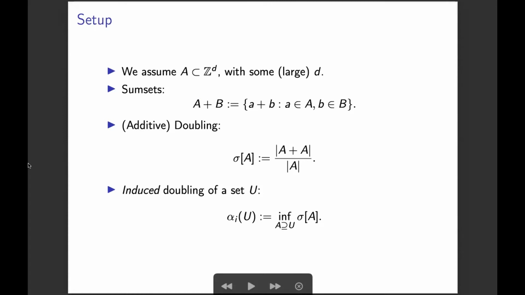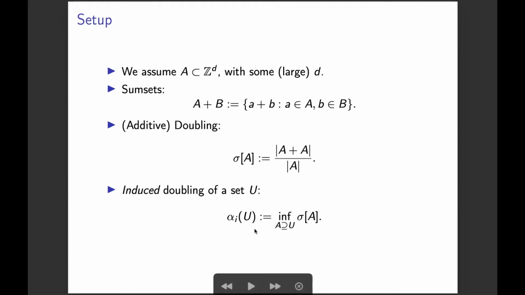So we start with a very basic setup. We're going to deal with multi-dimensional additive sets in Z^d. So d is some dimension, which is not really specified, but it's assumed to be large. And we take the standard thing in additive combinatorics, the sum set, which is the set of all sums, and the key object that one is interested in is the doubling, which is the size of the sum set relative to the size of the set itself.